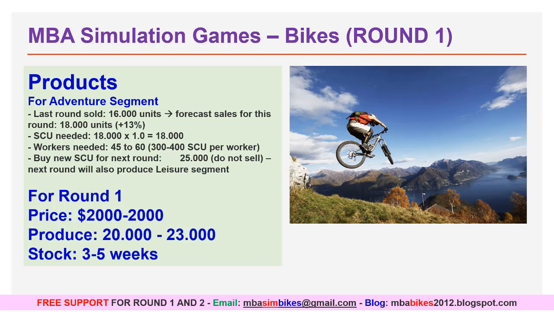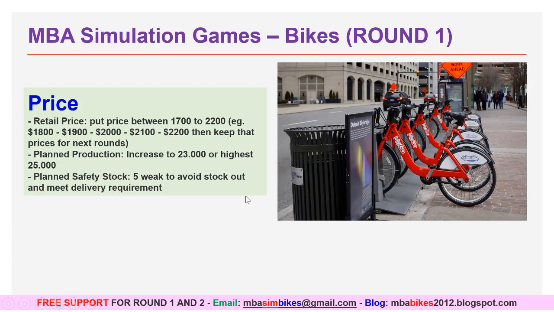So make it simple. For example, round 1 we use a price of 2,000 or 2,200, and produce from 20 to 23,000 units or buys, and we keep the stock from 3 to 5 weeks. So that is the first sample decision for products. You can adjust a little bit to get the most optimal result.